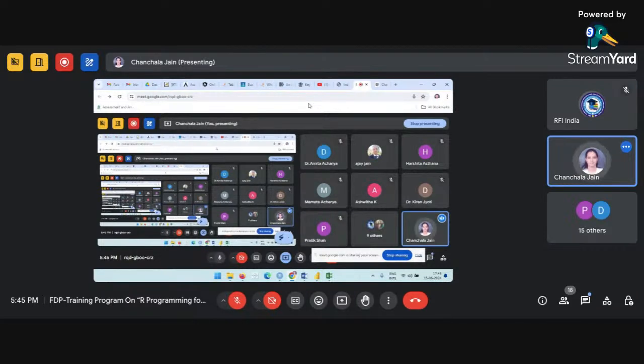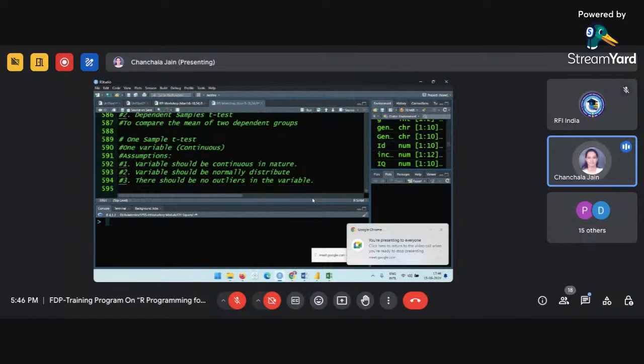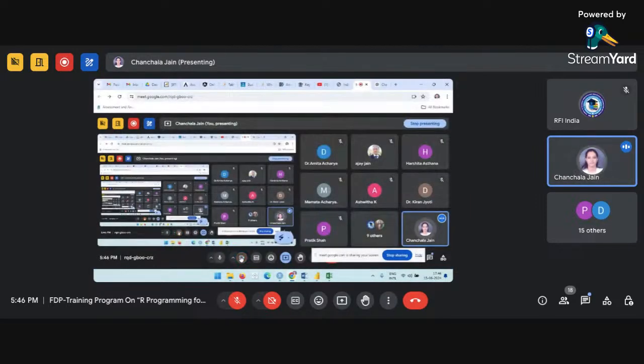So now I will talk about, give me a second, I'm again showing my screen. Yeah. So these are the three important assumptions which you need to test or check before performing the one sample t-test in R. Now we will take one example. Give me a second, I'm writing my example here. I think now I can switch on my video.